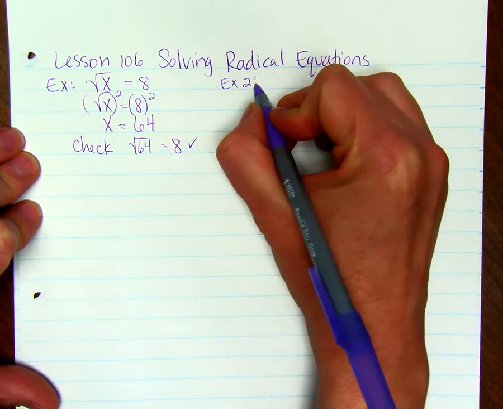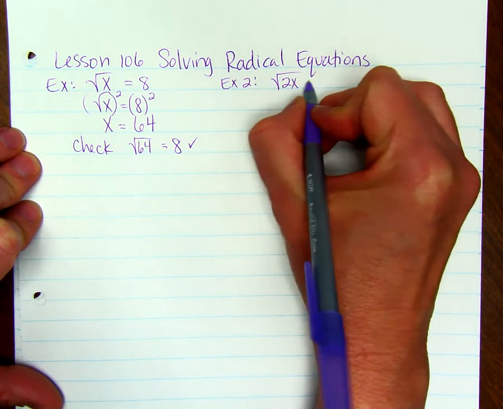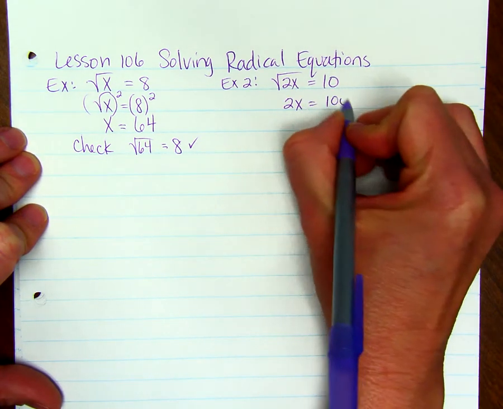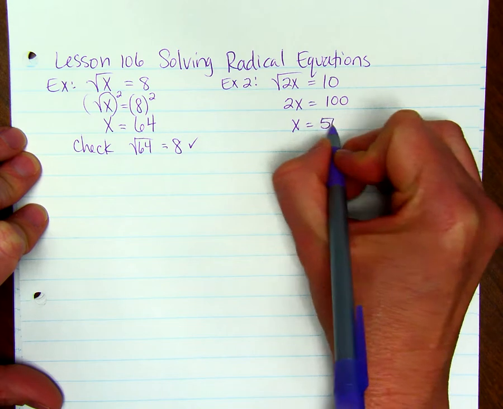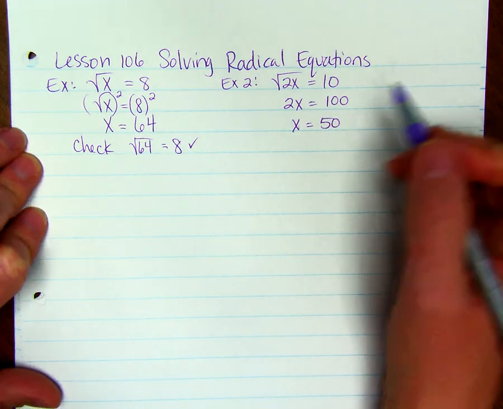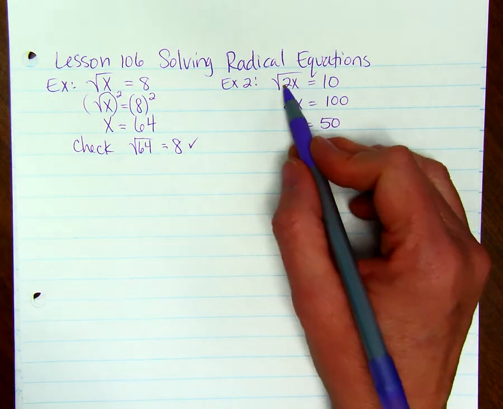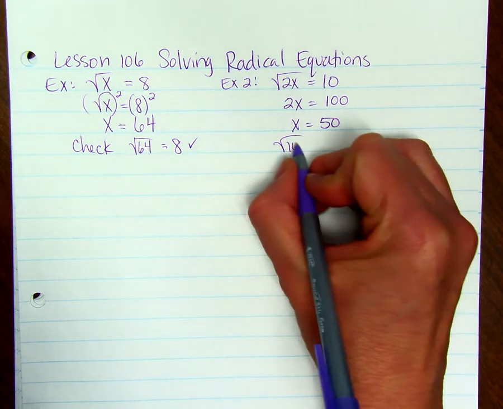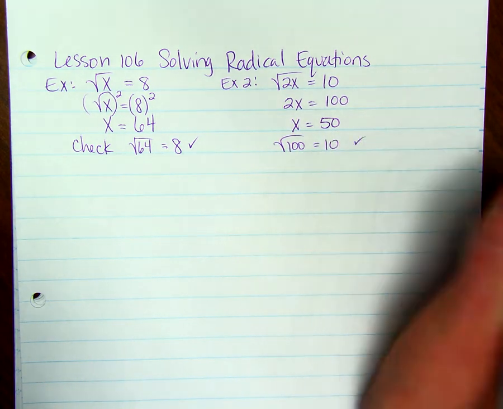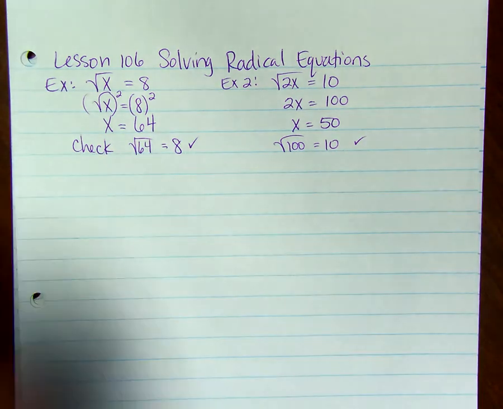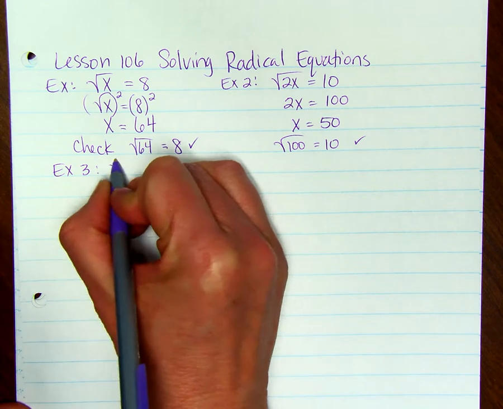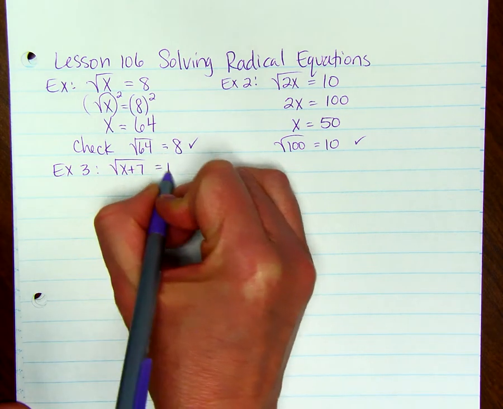For our second example, we have the square root of 2x equals 10. We do the same thing where we square both sides, divide by 2, and then we want to plug in the 50, so we have the square root of 2 times 50, or the square root of 100 equals 10, and that checks.